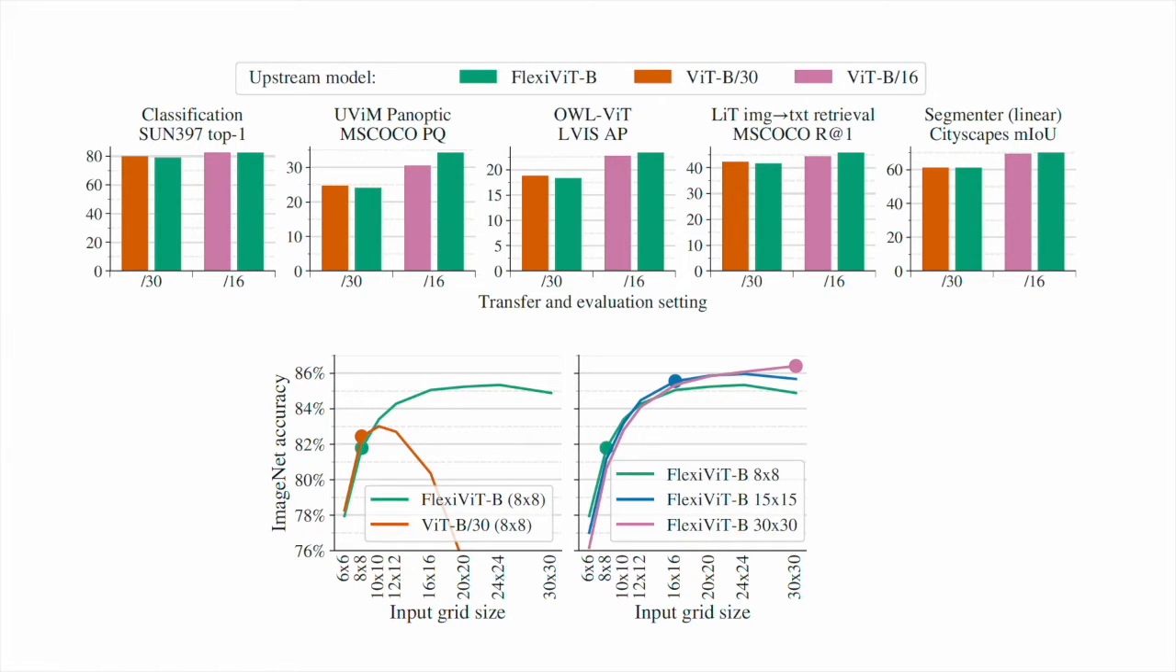On the right side, we see FlexiViT models that are trained at 8x8, 15x15, and 30x30 for fine-tuning, and then we see their performance for different input grid size at test time. For all the three models, we see that as the input grid size increases, or as the patch size decreases, we get a boost in performance, even though we trained very cheaply during transfer learning at a larger patch size.